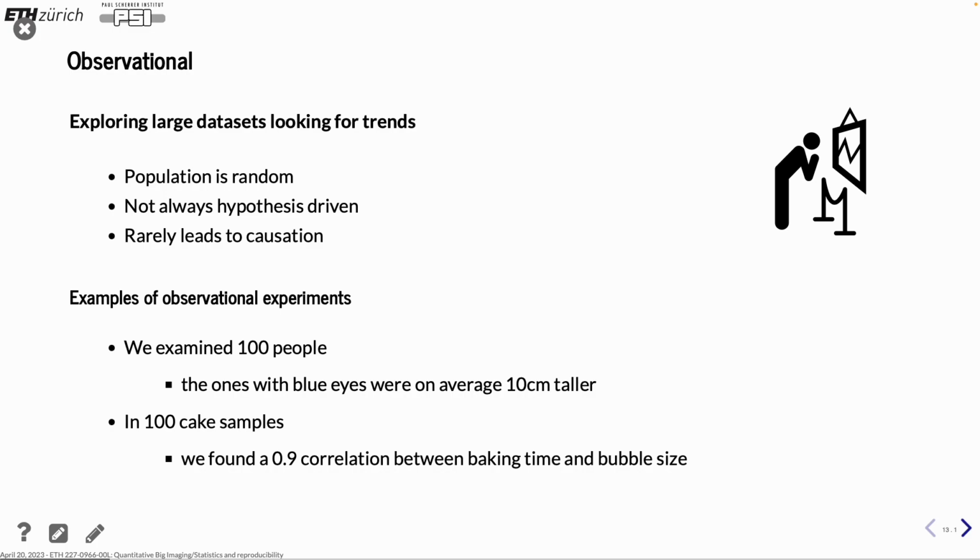So an example is we have examined 100 people, and the statistic tells blue eyes is on average 10 centimeters taller than the other ones. Okay, that's what we can observe. Or if you bake 100 cakes, then we find a 0.9 correlation between baking time and bubble size. Yeah, possibly. I would see that there are probably other correlations that are more relevant, probably temperature, for example, or what kind of yeast you used. But okay, let's say that the time has to do with the bubbles.